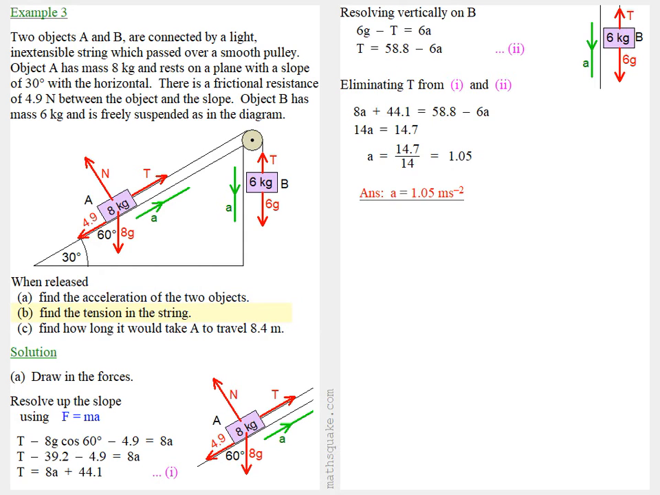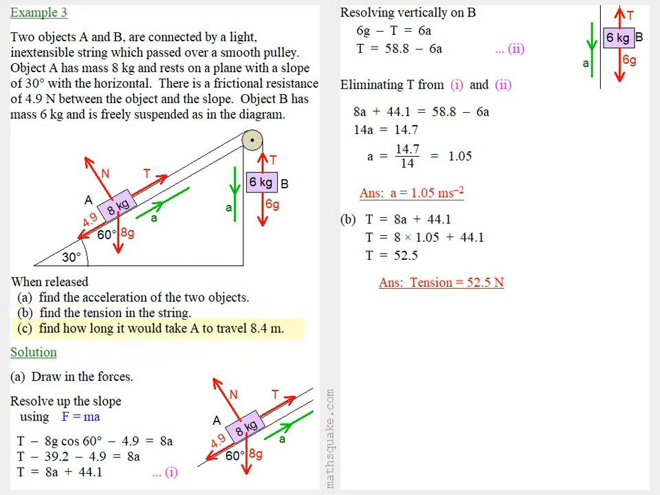Now in part B, we're asked to find the tension in the string. We have T is equal to 8a plus 44.1, and we know a is equal to 1.05. So that gives us T equals 8 times 1.05 plus 44.1, which means T is 52.5. So our answer is the tension is 52.5 newtons.